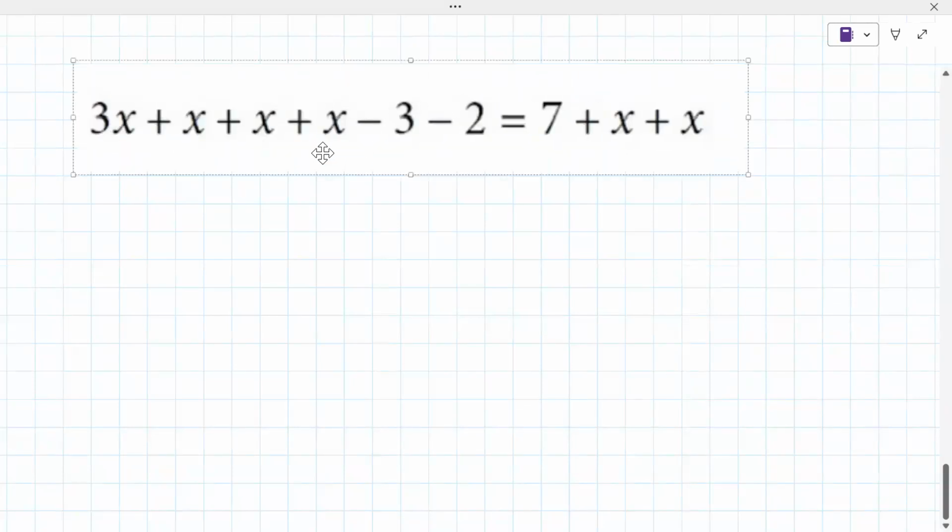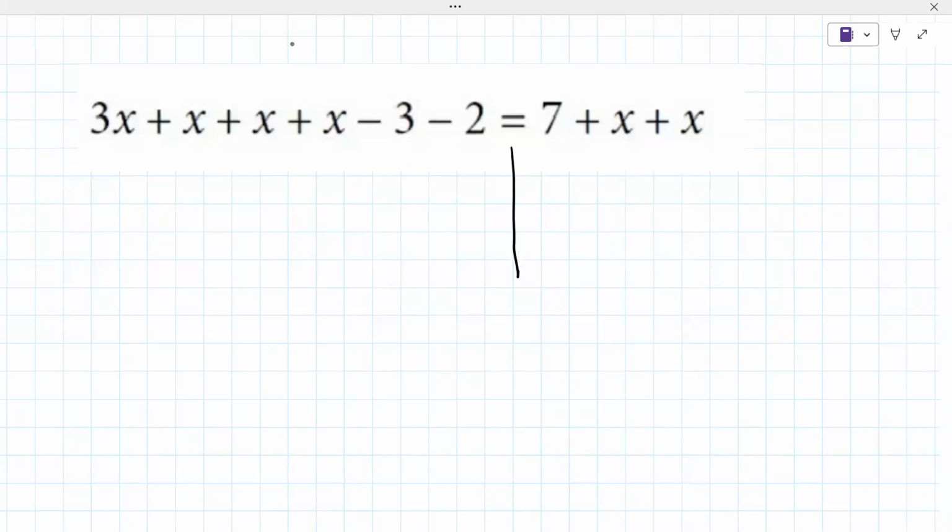All right, so I want you to combine everything on the left. Tell me what you get on the left when you combine all the x's. These are 1x, 1x, 1x. Three. 3x plus x. So how many x's are there? 6. Okay, so 6x minus, what is minus 3 minus 2?